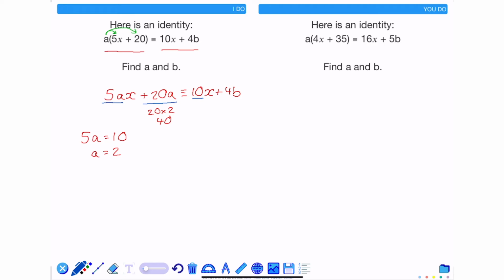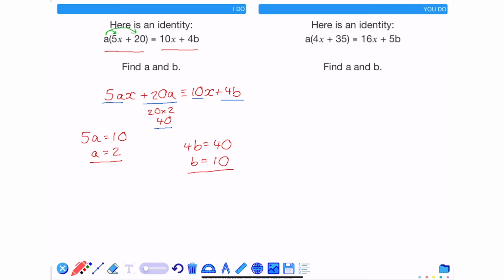This means that 40 must now be equivalent to 4b. If 4b is equal to 40, this means that b must be 10. And I've now answered the question by finding the values of a and b.